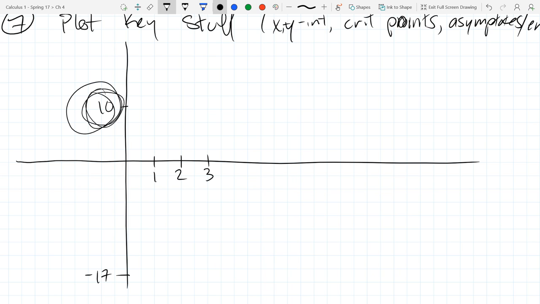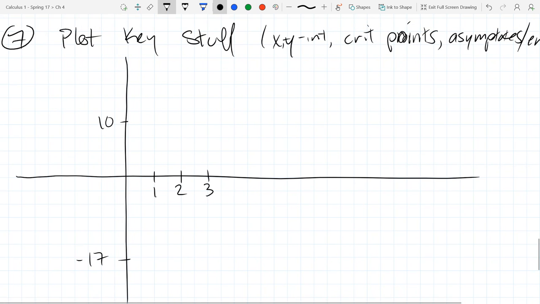I just don't want to draw a really, really tall graph and then make my x's really, really narrow. So I'm just stretching the x-axis out a little bit. Looks like 17 is probably too far down, not super important. So let's plot our points. We had 0, 10. That was one point.